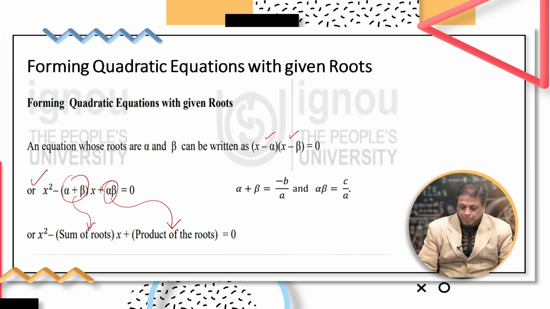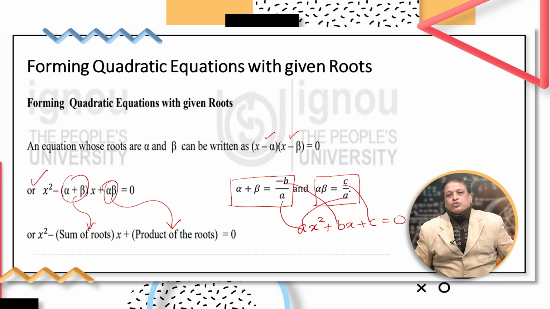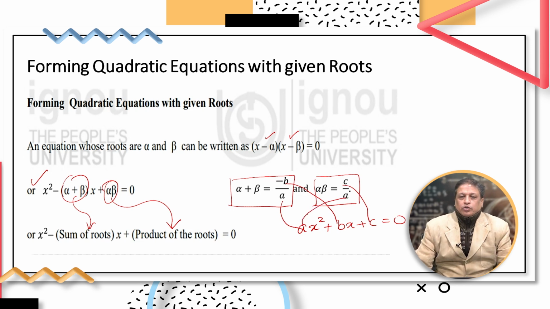The product of roots represents the constant term and the sum of roots represents the coefficient of the term x. The sum of roots is given by the expression minus b by a, and the product of roots is given by c by a, where a, b, c are the coefficients of the respective terms of the quadratic equation ax square plus bx plus c equal to 0. So b is the coefficient of x, c is the constant term, and a is the coefficient of x square. So if the quadratic equation is known to you, you can find the roots, and if the quadratic equation is not given, only the roots, then you can form the quadratic equation also.